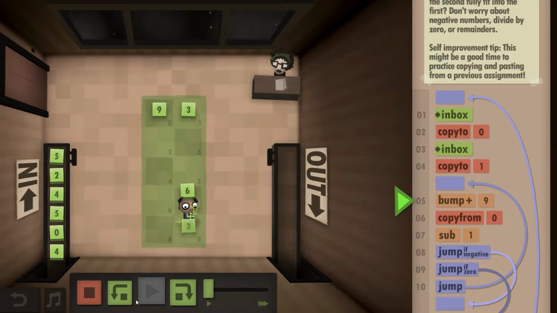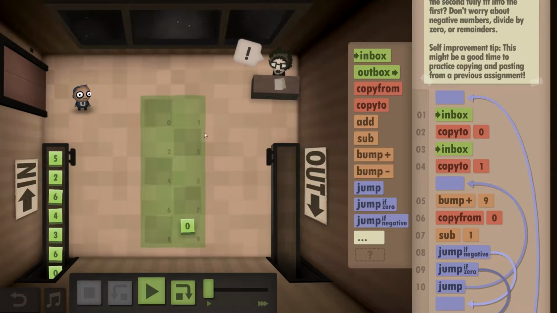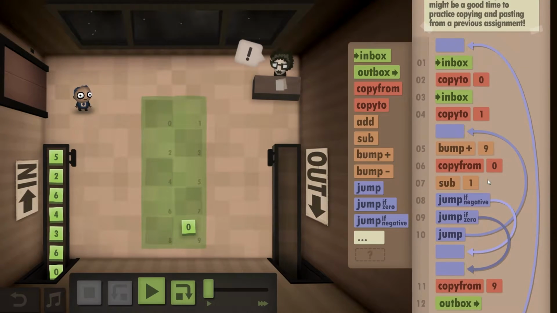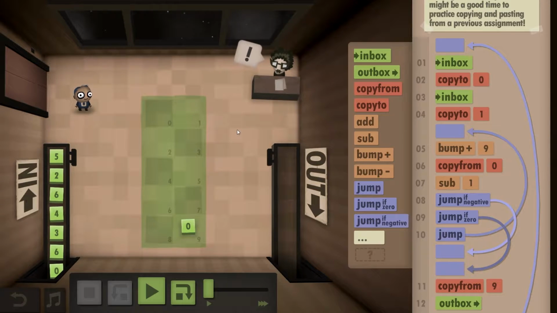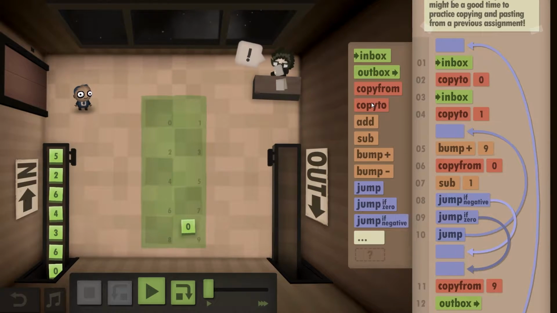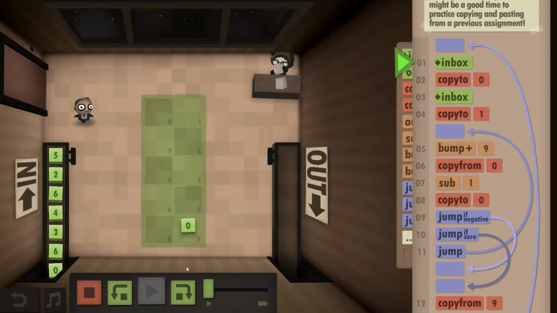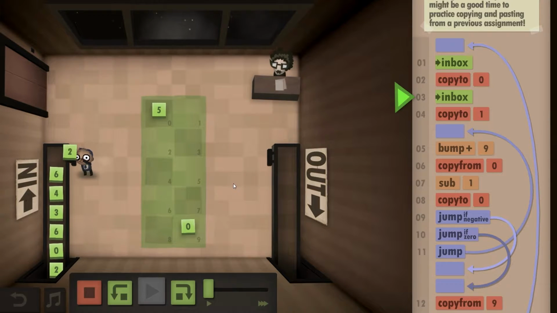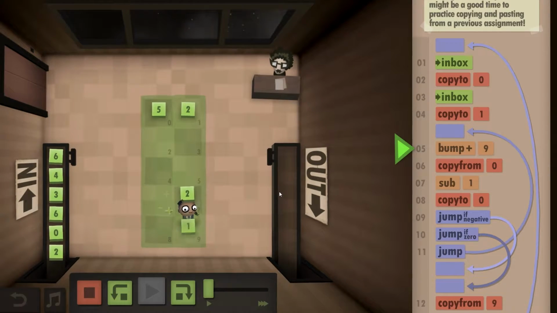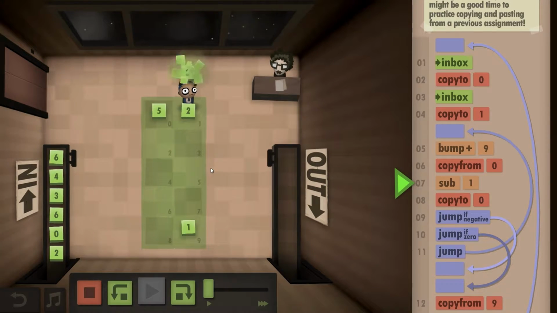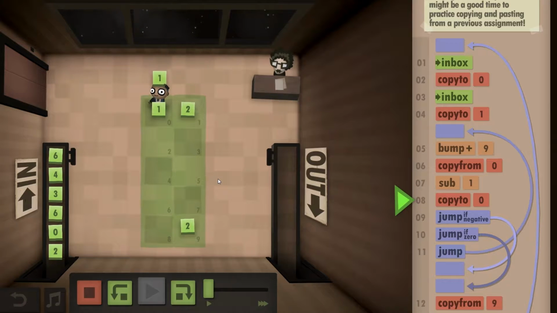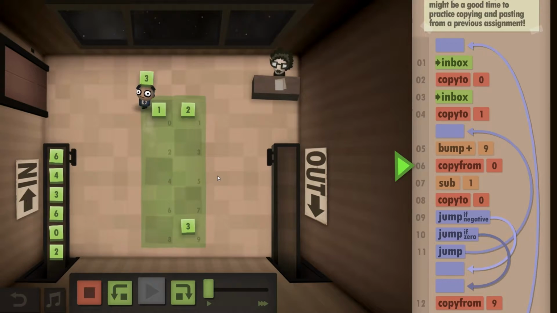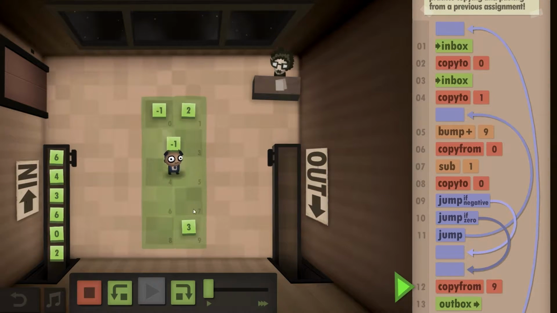Ah, okay. I see. That's an issue. So we still do need to do what we did before, which is to take the number we've got, copy from 0, sub from 1, and then copy to 0. That's now negative.